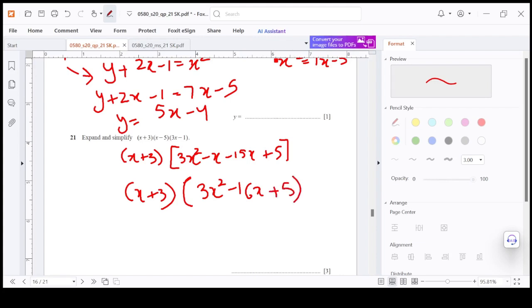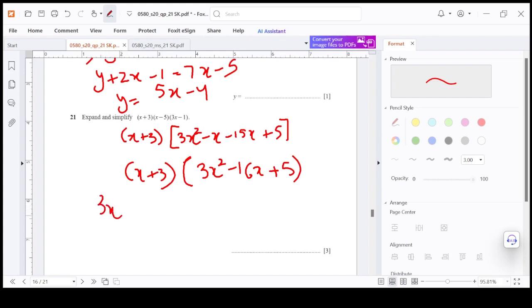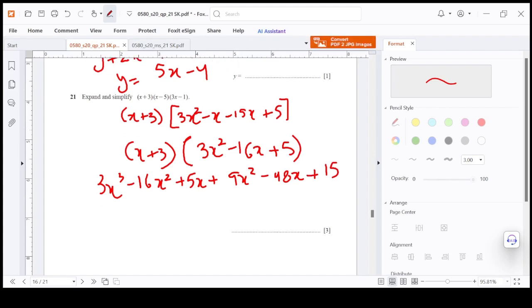Plus 5. Now we multiply these brackets again, so we get 3x cubed minus 16x squared plus 5x plus 9x squared minus, what is 16 times 3? 48, plus 15. Can't believe I used a calculator there by mistake. You cannot use a calculator in paper 2 anymore. Now this would be 3x cubed minus 5x squared, then minus 43x, and then a plus 15.